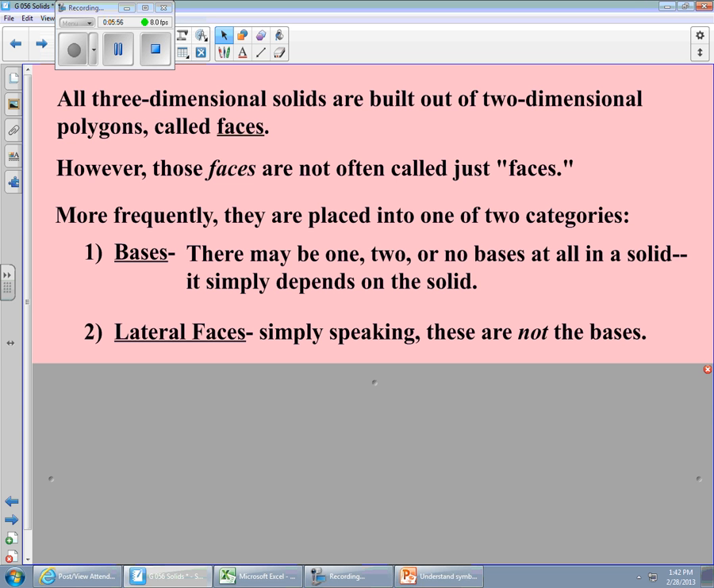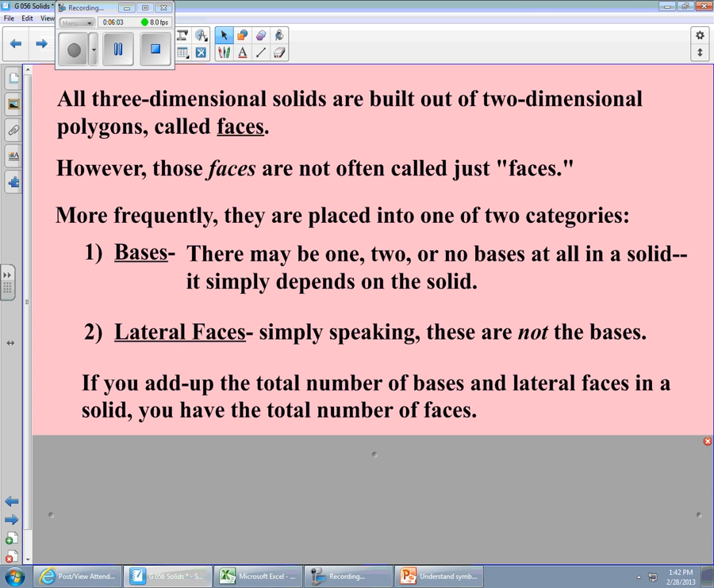But if you figure out the language between those two, you have the bases, and everything that is not a base is called a lateral face. Then you could probably figure out on your own this next statement. If you were to add up all of the total number of bases and lateral faces together, then that is the total number of faces. And in plain English, what that means is there's nothing else. Nothing else builds our solid except for bases and lateral faces.